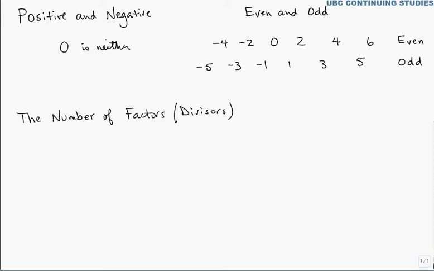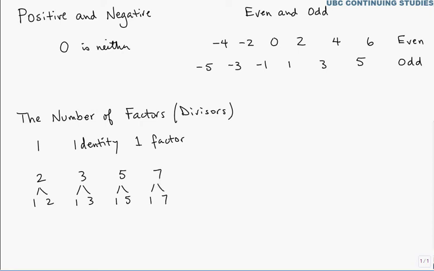Now, a slightly bigger topic here, the number of factors that a positive number has. 1 is a special number. It's called the identity, and it only has one factor, just itself. Now, let's take a look at some other numbers. Let's say 2. How many factors does 2 have? Well, 2 has 2 factors, 1 times 2. What about 3? 3 also has 2 factors, 1 times 3. Or 5, 2 factors. Or 7, 2 factors.